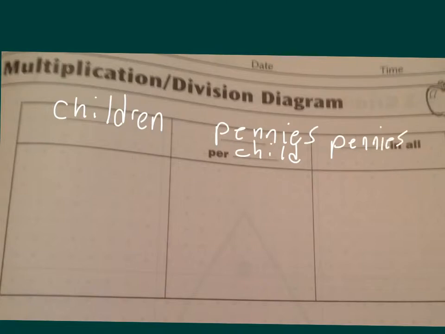Pause the video and tell me what numbers are going to go in each box. So for the first box you should have placed a 4. Pennies per child we weren't sure yet, so that would be a question mark. And pennies in all we know we had 12.